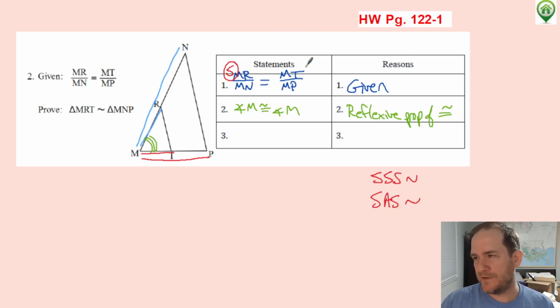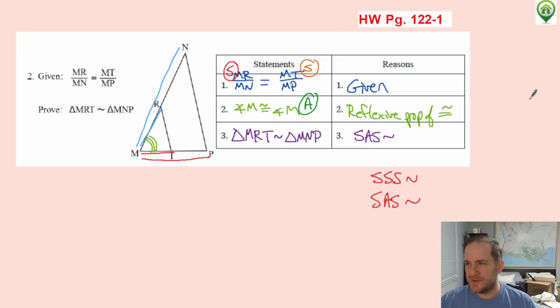We've got one pair of S's, now we've got a second pair of S's, and of course we already found our angles. So we now know that we can say that the triangles are similar. It's going to be because of side angle side similarity this time. And again, just copy it down. MRT similar to triangle MNP. And that's it for number 2.